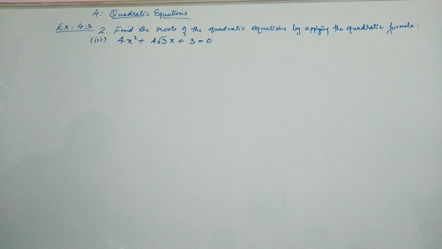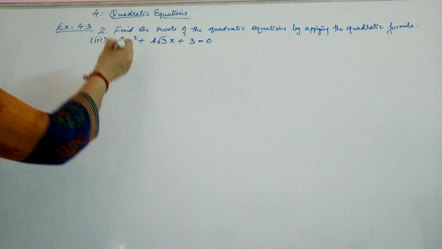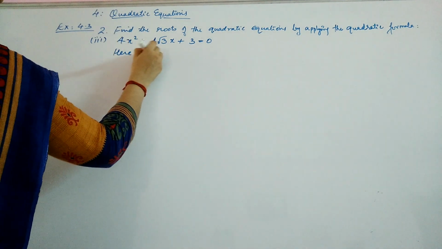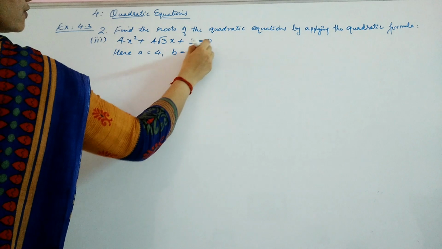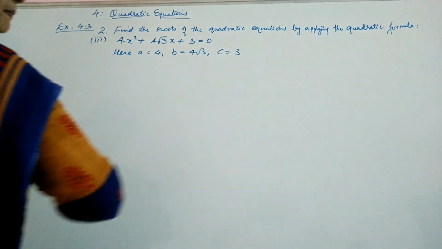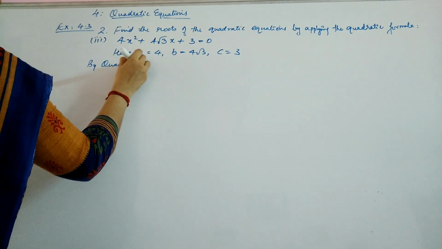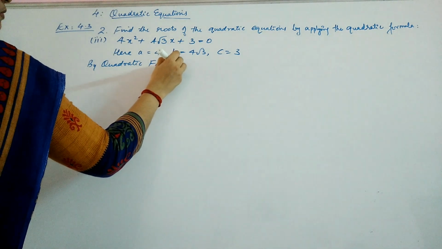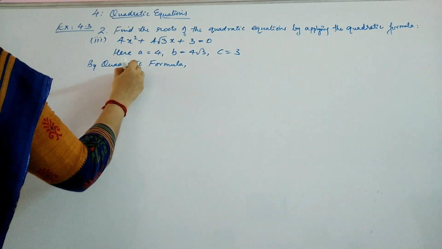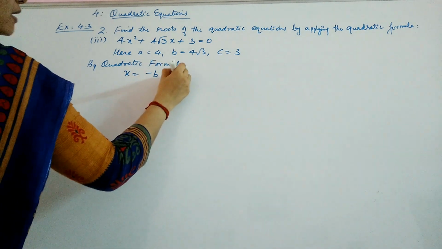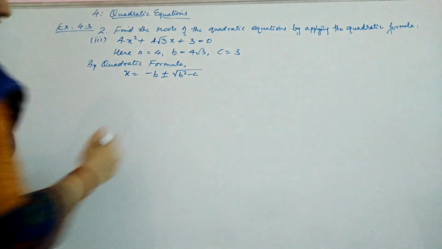Subdivision 3 is 4x square plus 4 root 3x plus 3 equal to 0. So here again, if we compare, we will get a is equal to 4, b is equal to 4 root 3 and c is equal to 3. Now by quadratic formula, we have x is equal to minus b plus or minus root of b square.